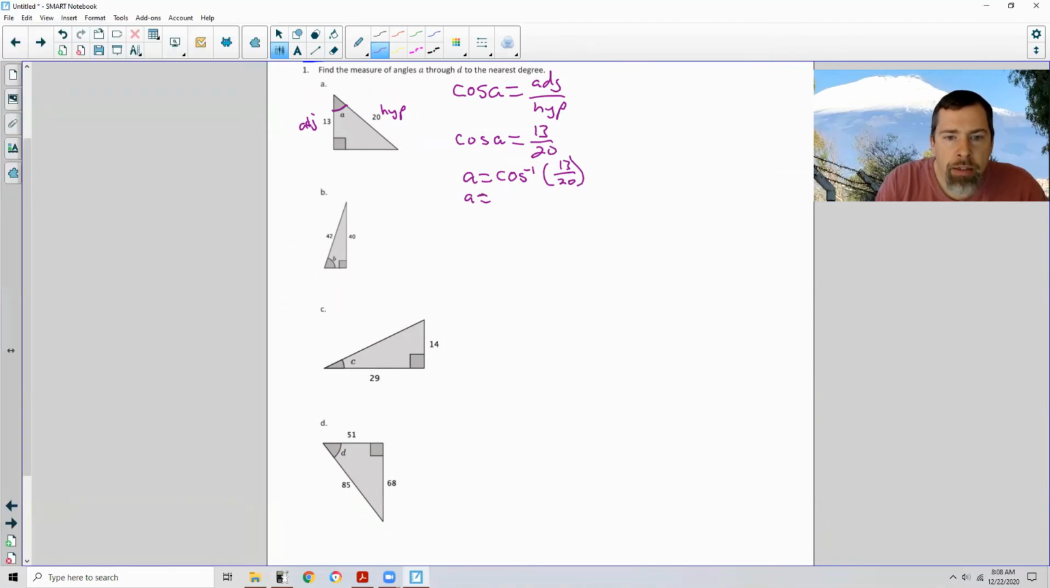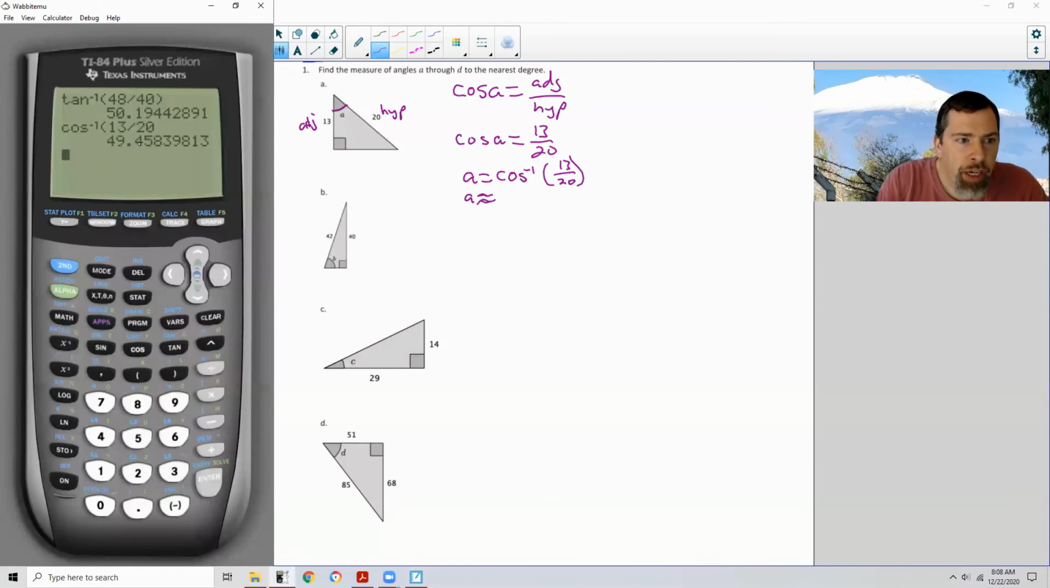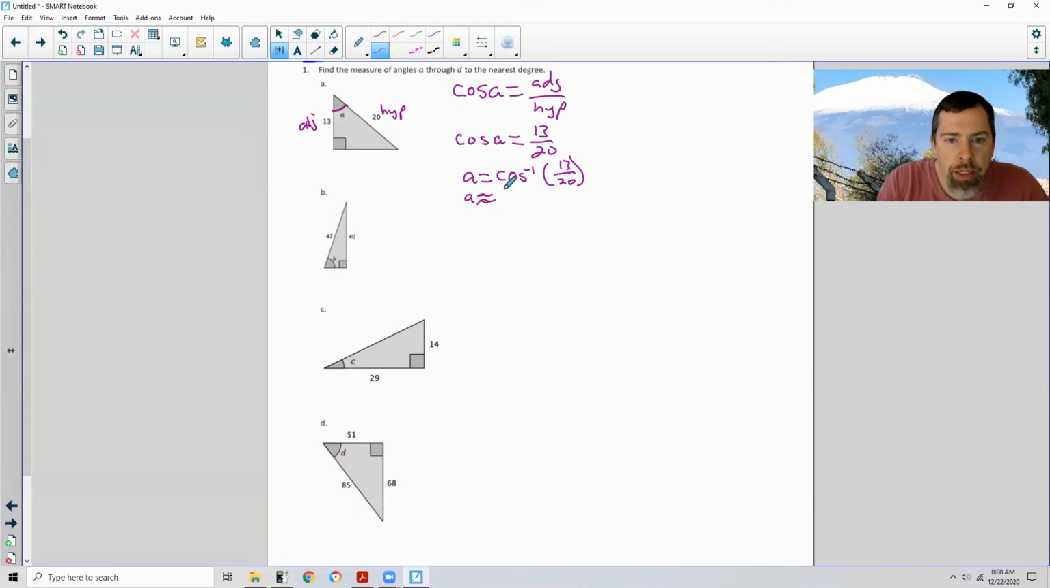So A is approximately, to the nearest degree, 49.4 would just be about 49 degrees, rounding or truncating. So A is 49 degrees.